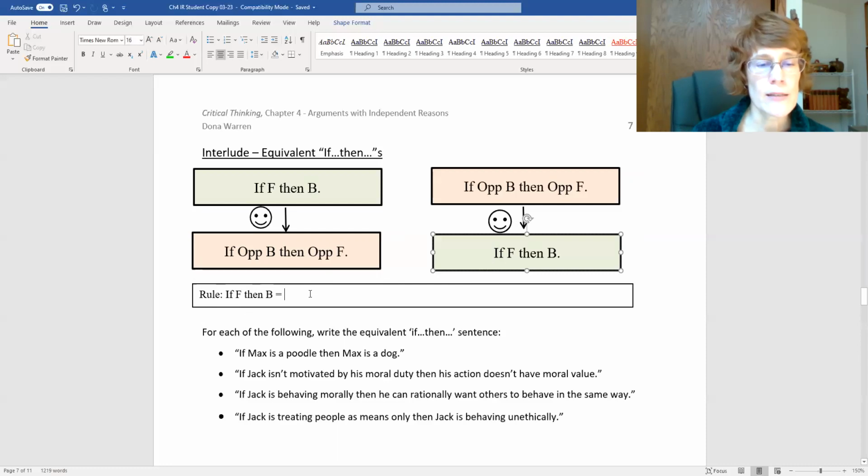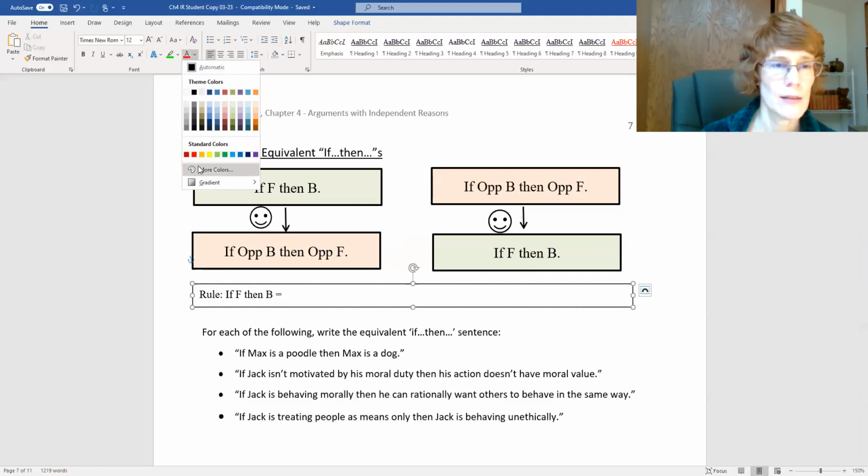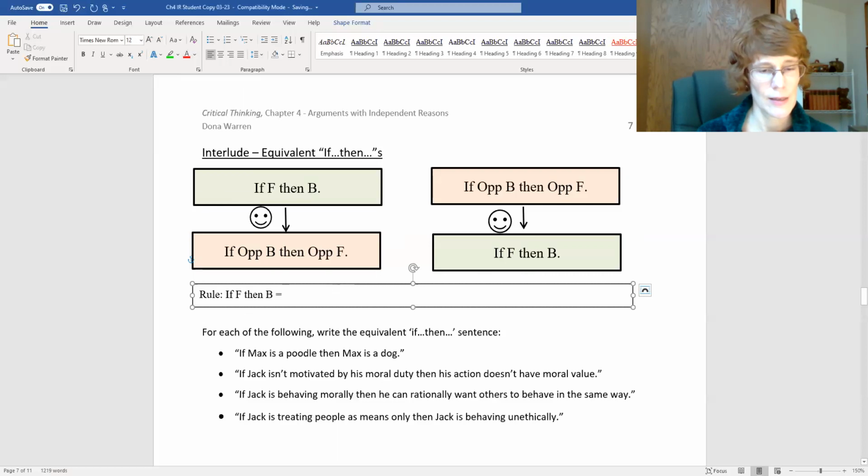So let's write that as a rule. If front, then back is exactly the same as what? What should we write here? Think for a moment, pause, and then come back when you're ready. Okay, I think we should write this. If the opposite of B, then the opposite of F.